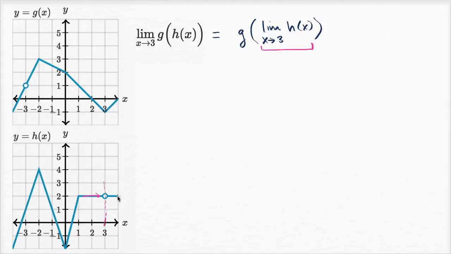And if we approach from the right, we get the same thing. h of 3.01 is 2, h of 3.001 is 2, h of 3.0000001 is 2. So this limit right over here is 2. So this all simplifies to g of 2. Now what is g of 2? Well, let's see. This function here, when x is 2, g of 2 is 0. So this right over there is going to be 0. And we're done. Let's do a few more of these.